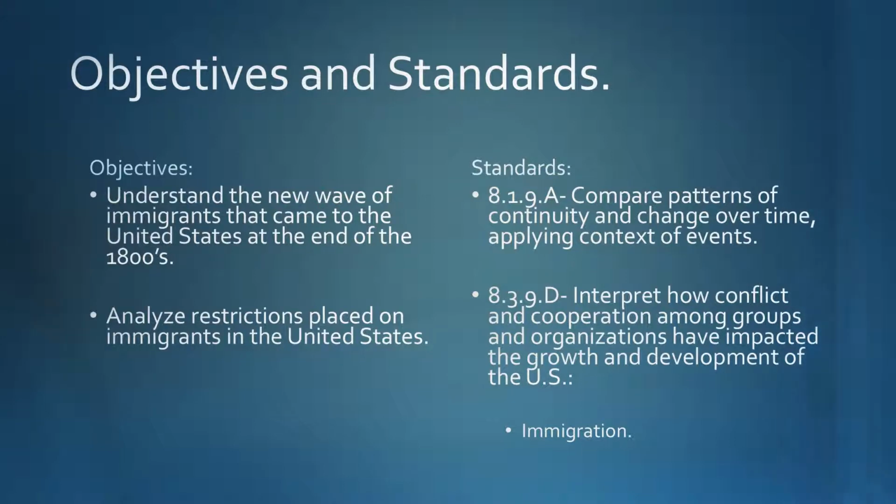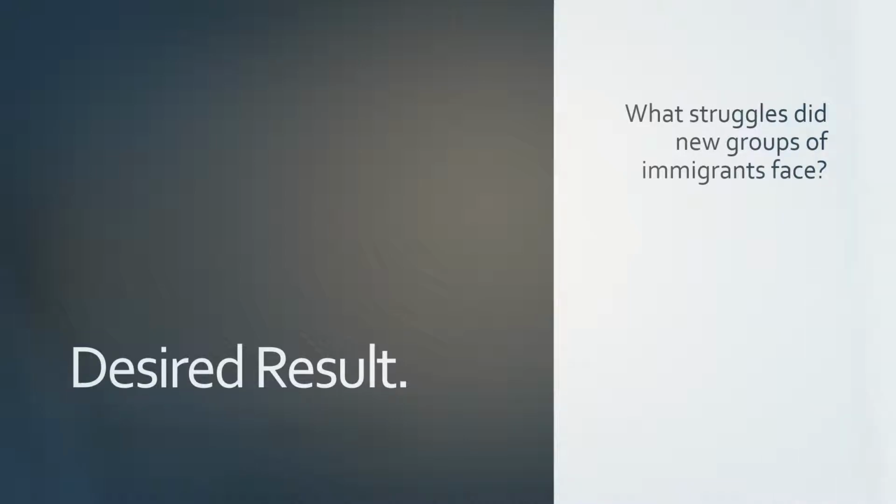Our objectives and standards are to understand the new wave of immigrants that came to the United States at the end of the 1800s and also early 1900s, and to analyze restrictions placed on immigrants in the United States. I'm going to take a moment there to read the standards, please, if you would. And our desired result, remember, this is part of your weekly review assignment, so keep that in mind and make sure to include this. What struggles did new groups of immigrants face?